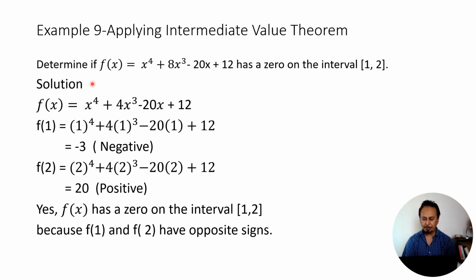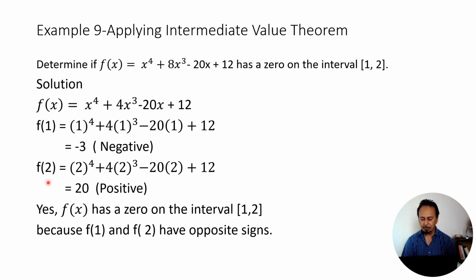So example 9. We have a polynomial f of x equals x to the 4 plus 4x cubed minus 20x plus 12, and we want to determine if this has a zero on the interval 1 to 2. According to the intermediate value theorem, we will find the function value at 1. We substitute 1 for the x's, so we get 1 to the 4 plus 4 times 1 cubed minus 20 times 1 plus 12. So 1 to the 4 is 1, and 4 times 1 cubed is 4, minus 20 plus 12, and you should get negative 3.